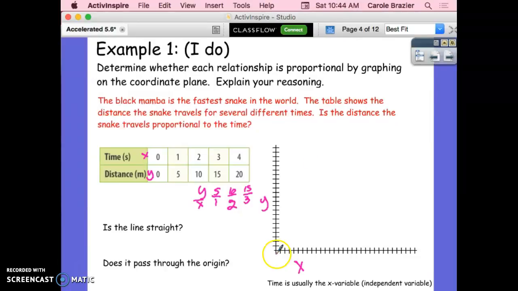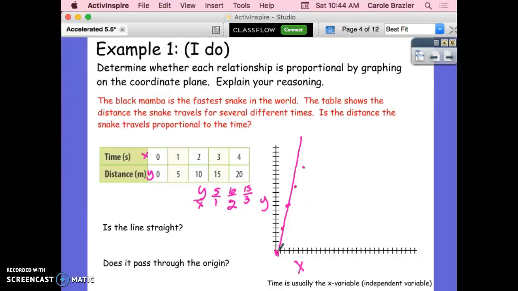Okay, so if you graph this, you have 0, 0, 1, 5, 2, 10, 3, 15, and 4, 20. Okay, so if I would have lined them up better, it would have created a straight line, or it should have created a straight line, because they're proportional. So yes, it is a straight line, and yes, it does pass through the origin. So yes, this graph is proportional.